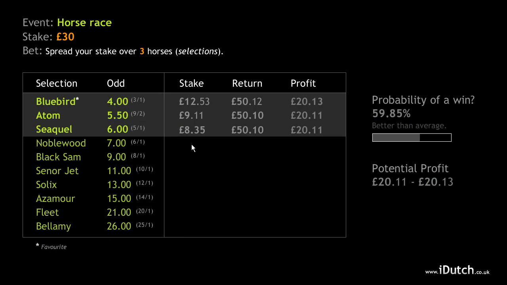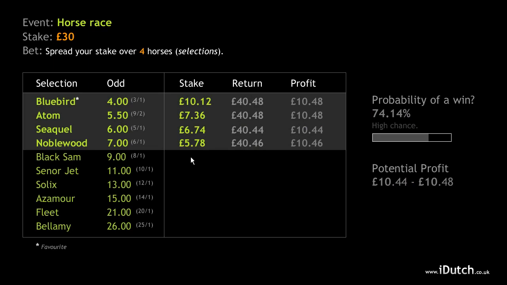We are now spreading our stake over 3 horses, with a return of £50 and a potential profit of £20. We have also increased our probability from 43% up to 60%. We are now covering 4 horses, with a return of £40 and a potential profit of £10. We have also reached a probability of 74%.